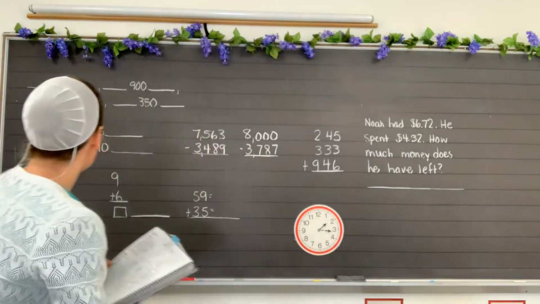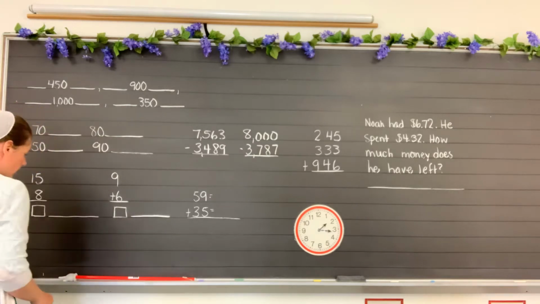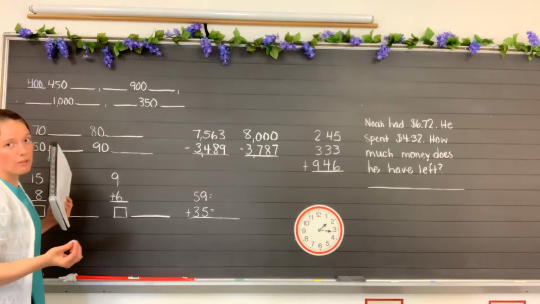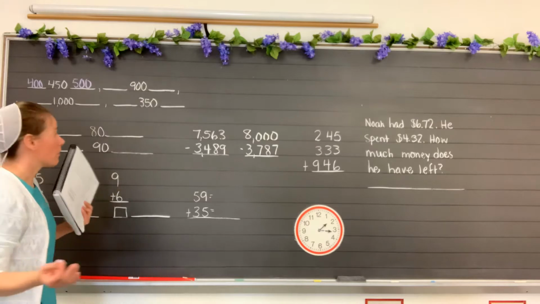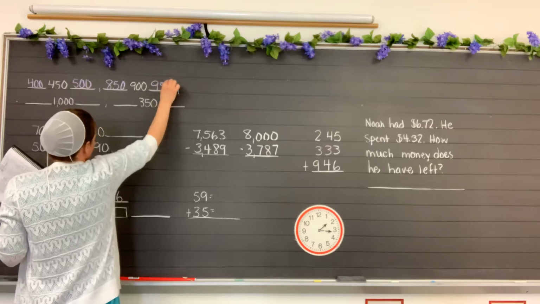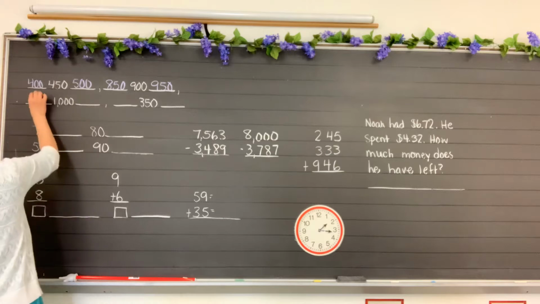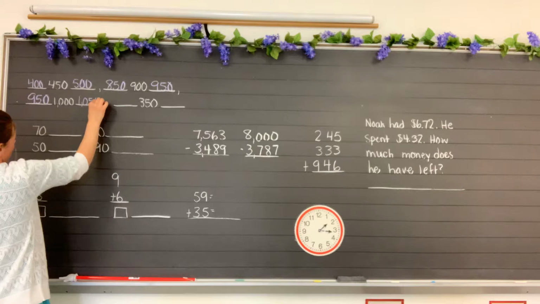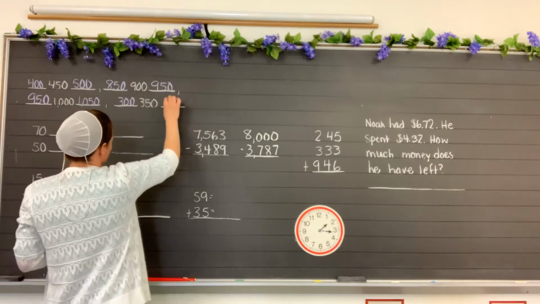Let's fill in these numbers here on the board. We're going to be going by 50s. So before 450, we have 400. After 450 comes 500. Before 900 comes 850. 900, 950. Before 1000 up here, we have 950. And then 1050, which would be written like that. Before 350, we have 300. After 350 comes 400.